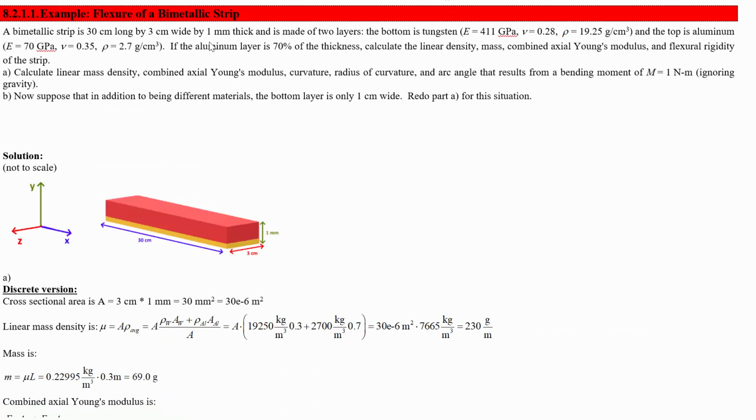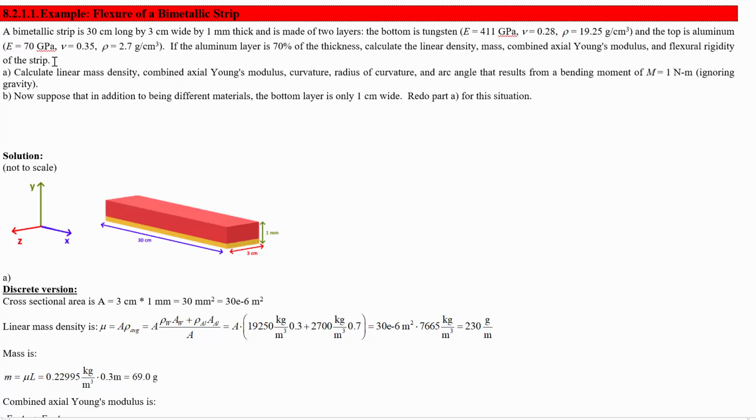Okay, let's check out the next example using this. We've got a bimetallic strip that's 30 centimeters long, 3 centimeters wide and 1 millimeter thick, shown here, not to scale, and it's made of 2 layers. We've got a tungsten layer on the bottom, and the tungsten layer is thin, 30% of the thickness, and an aluminum layer, which is on the top and is 70% of the thickness. And we've got the material parameters for tungsten and for aluminum.